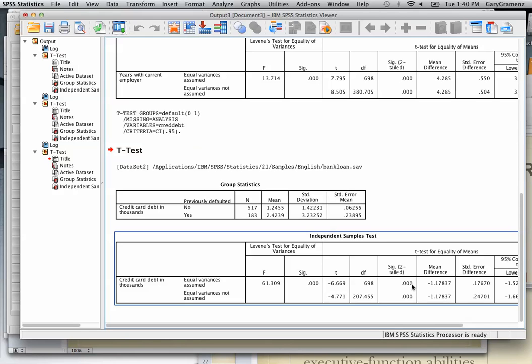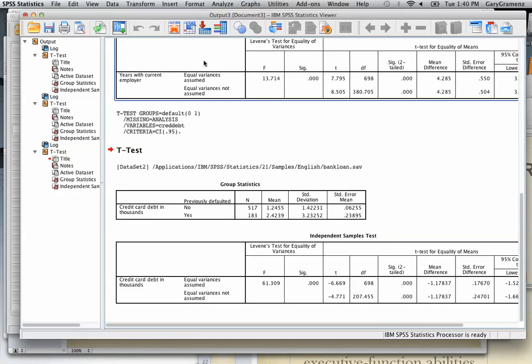There'll be another document that I'll be sending you that will have another database, and you're going to be conducting similar kinds of analyses. I hope this was helpful, and the best to you as you conduct your assignment.